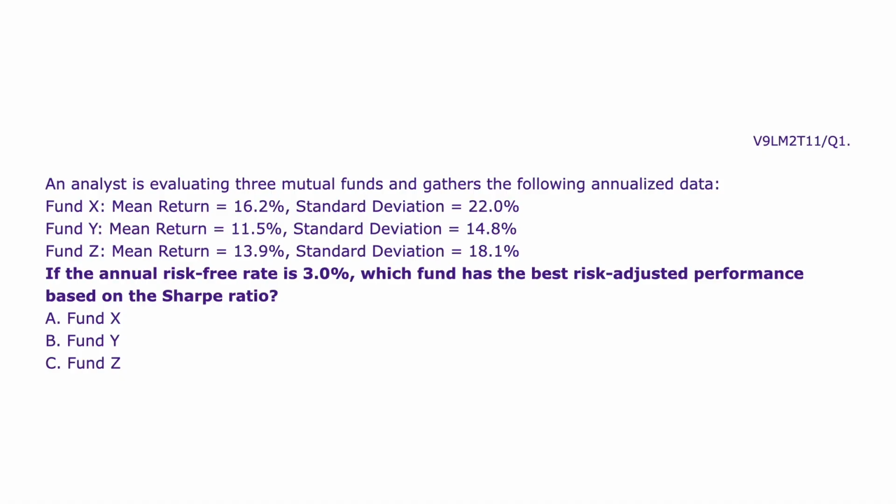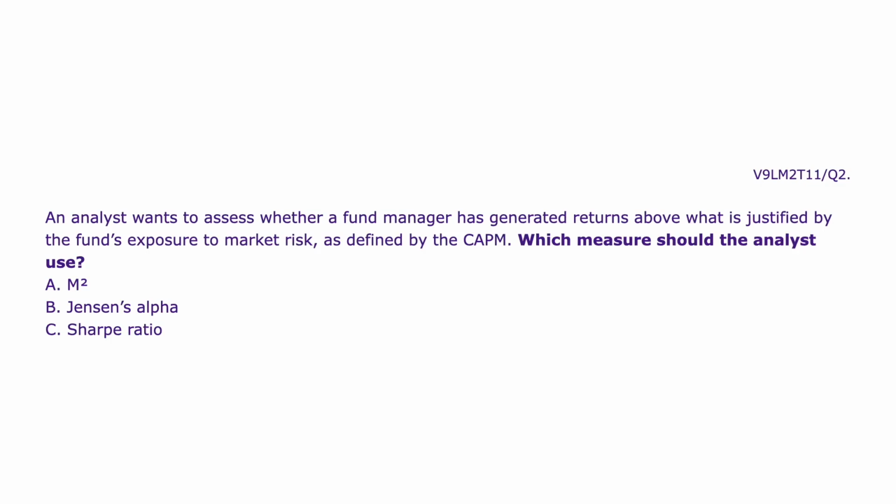A. Fund X. B. Fund Y. C. Fund Z. An analyst wants to assess whether a fund manager has generated returns above what is justified by the fund's exposure to market risk, as defined by the CAPM. Which measure should the analyst use? A. M squared. B. Jensen's alpha. C. Sharpe ratio.